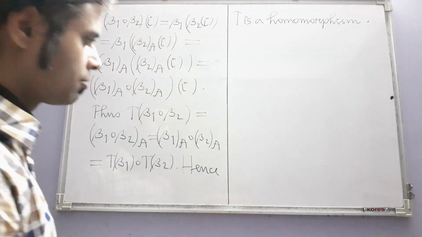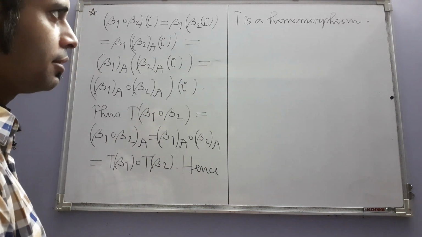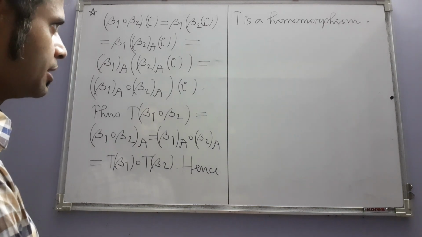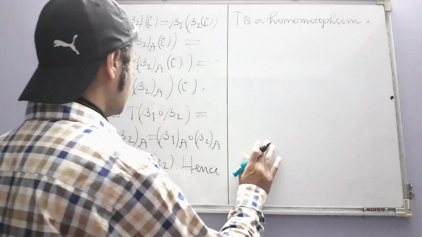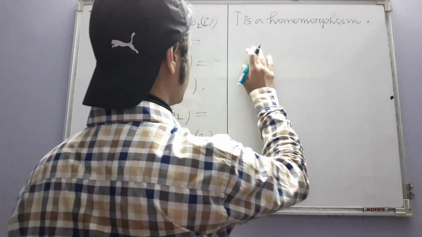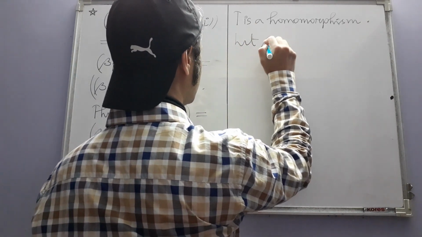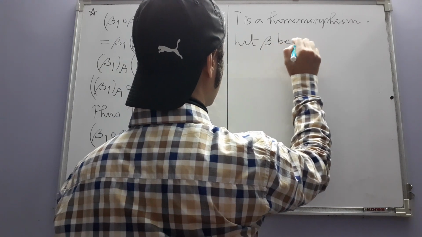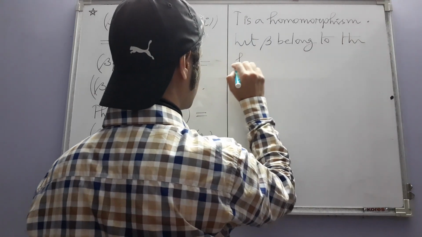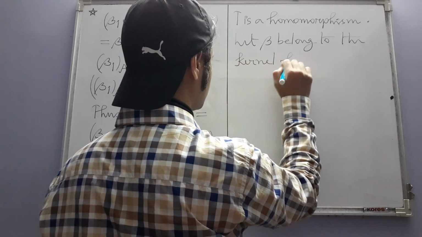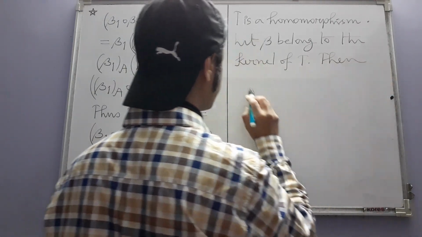Now I am thinking about how to show one-to-oneness. Do we go for that kernel thing, that path do we take, or we just simply show that it's one-to-one, just like we show that a function is one-to-one. If I take the kernel, yeah, let's just use the kernel. Let beta belong to the kernel of T, then what?